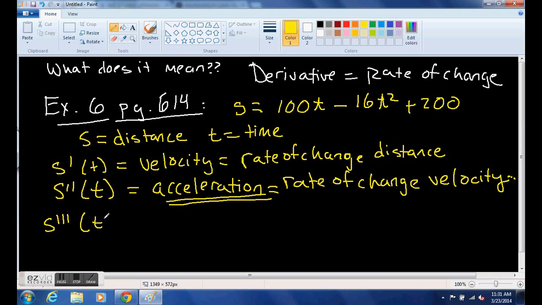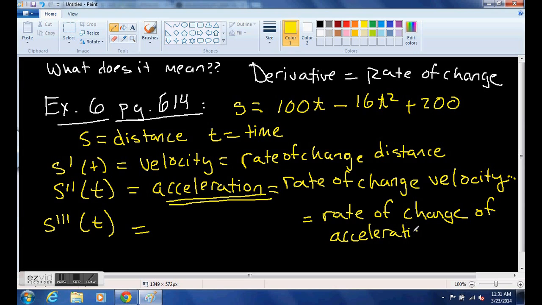The third derivative of the distance function. What is the rate of change of acceleration? Rate of change of acceleration. There is a word for this, and you may not have heard it. But you could imagine if you're with a driver in the car, let's call him a teen driver, and he's accelerating really fast, and then he slows down, and then he accelerates again. He's constantly gunning it and then letting off the gas. Your rate of change of acceleration, you're going to feel that, and you feel it in a roller coaster. And the word for this is called jerk.